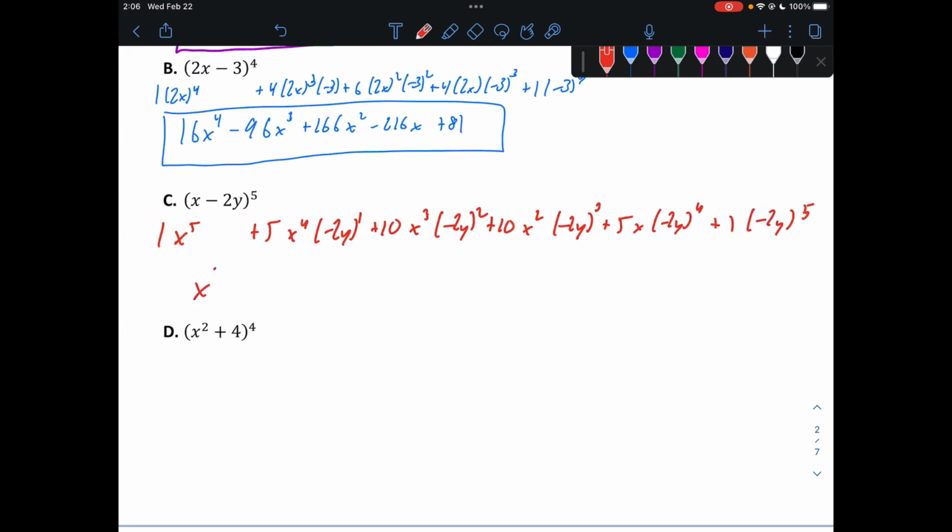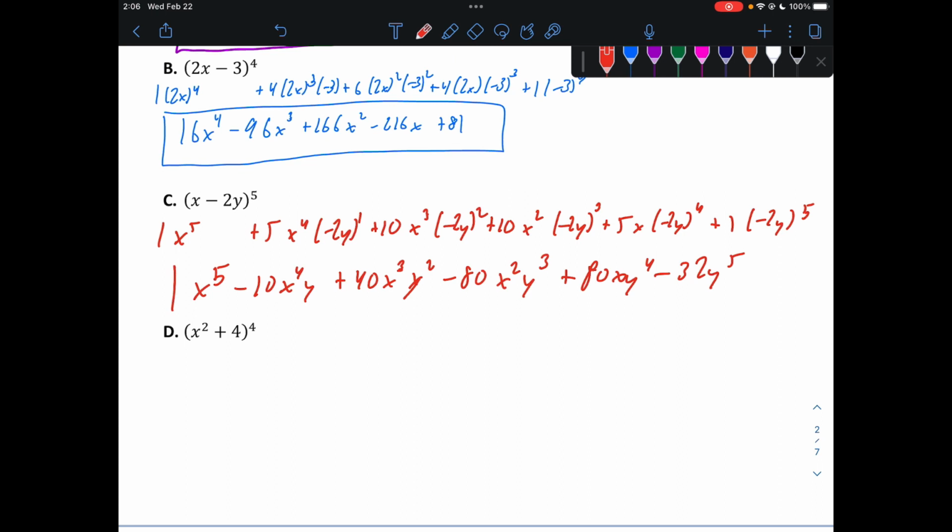All right, so it's going to be x to the fifth. In the interest of time, I pulled out my calculator to help us if we need it. But negative 10 x to the fourth y. The next one is 40, so plus 40 x to the third y squared. And then 80, so minus 80 x squared y to the third. All right, and then 16 times 5 would also be 80, so plus 80xy to the fourth, and then minus 32y to the fifth. And that would be our expanded binomial.